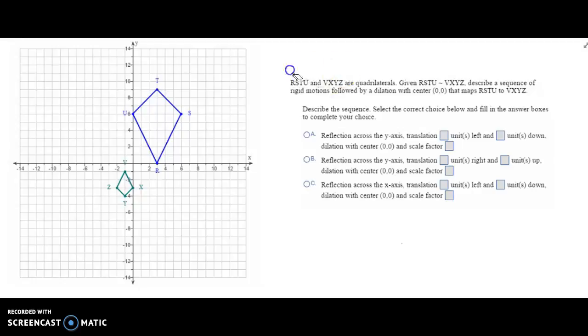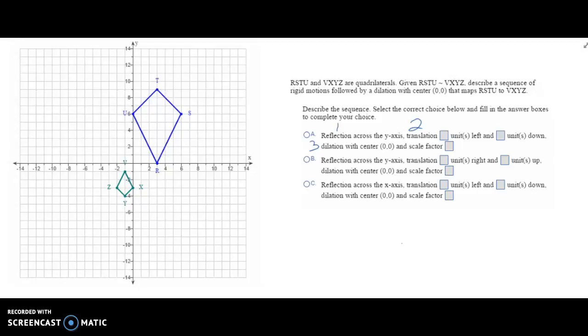So what is it that they're going to have us do? The first thing they're going to have us do is reflect across the x or the y axis. Then we're going to translate at some point, and then we're going to dilate, which means enlarge or get smaller. So let's go ahead and look at that.